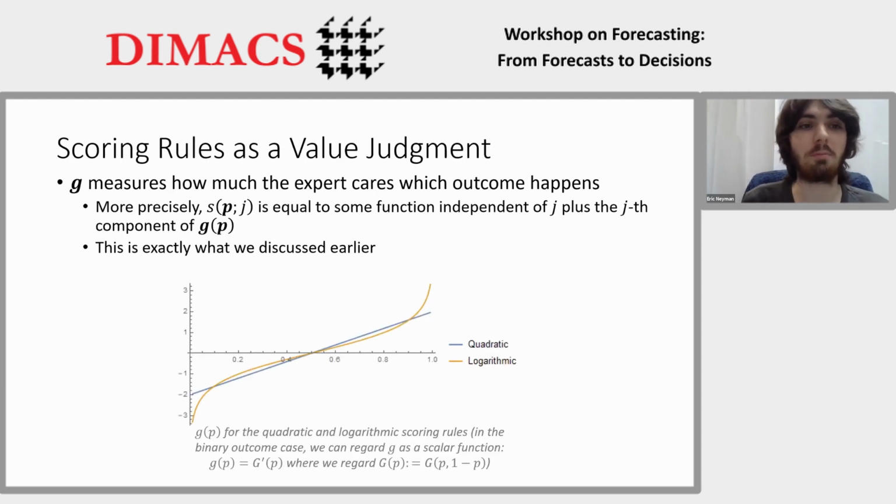So why do we care so much about little g? The reason is this plot at the bottom of the slide. This is little g for the quadratic and logarithmic scoring rule. And you've seen this plot before. This is exactly the plot from 2 slides ago when I talked about how much the expert cares which outcome happens. And this is exactly what little g measures. Now, this shouldn't be obvious, but it's not hard to see that little g specifies the difference in the expert's rewards depending on which outcome happens.